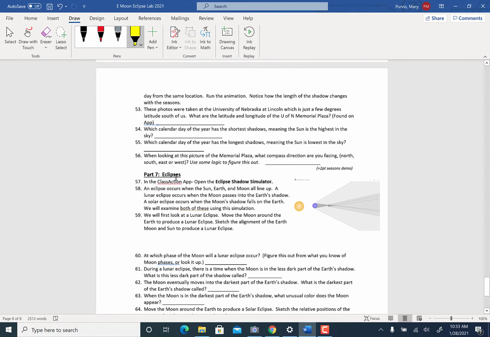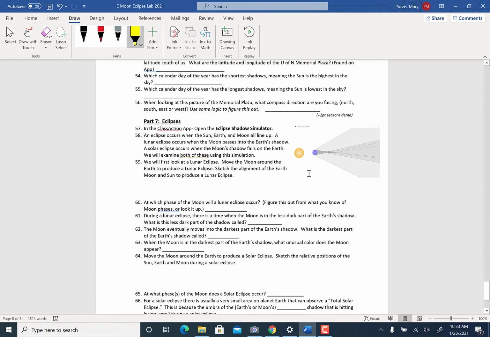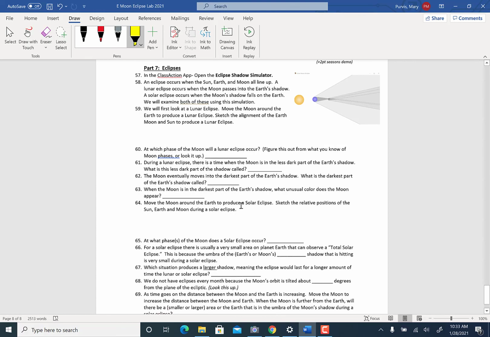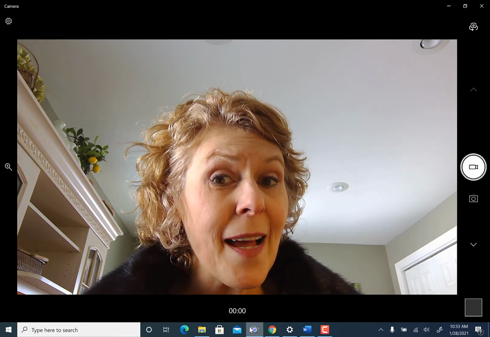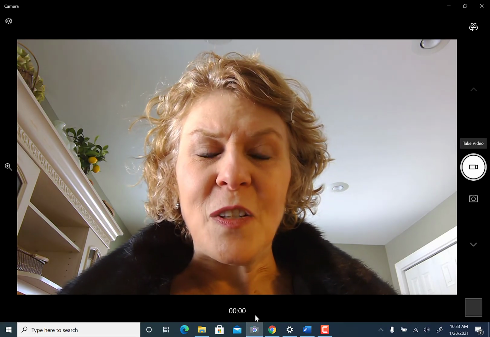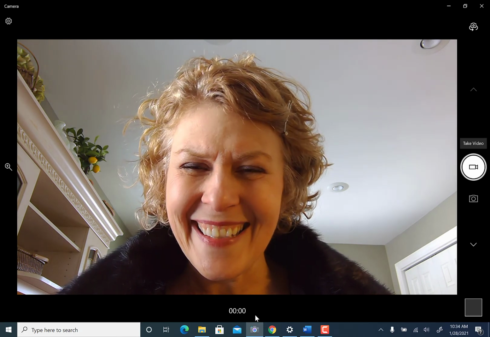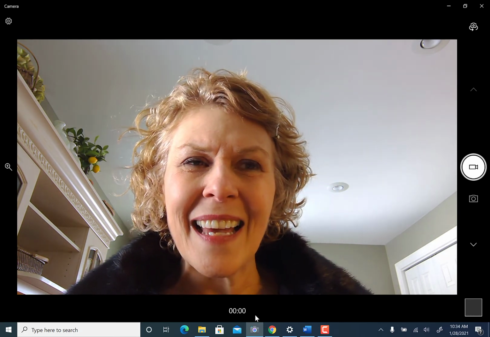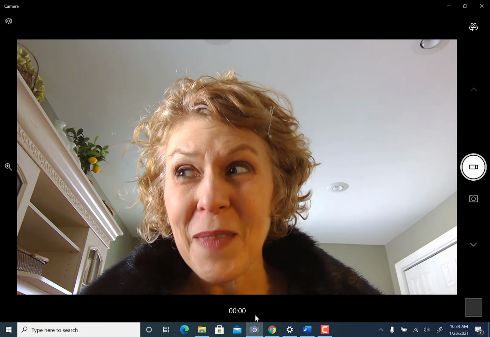Last but not least, eclipses. There's a little eclipse simulator: draw in the various configurations for solar and lunar eclipses, and answer a couple questions. So we're going to rely real heavily on our simulations this week, I guess it's a week, isn't it? Because it's hard to simulate some of these things without some help. And so that's what we're going to do.